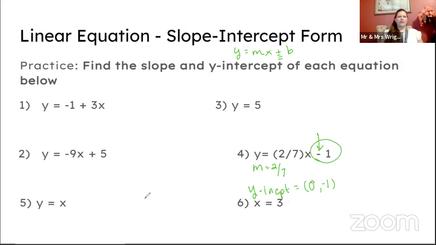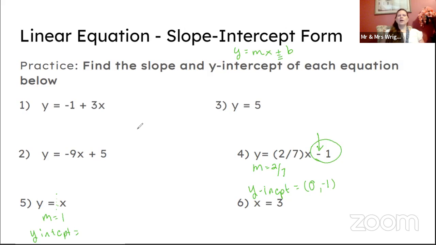Okay. All right. So jumping over here to 5, y equals x. Well, what's the coefficient of x here? The coefficient is an implied number 1. So m equals 1. It's going to be a rise of 1 and a run of 1. 1 over 1 is 1. Well, what's our y-intercept?